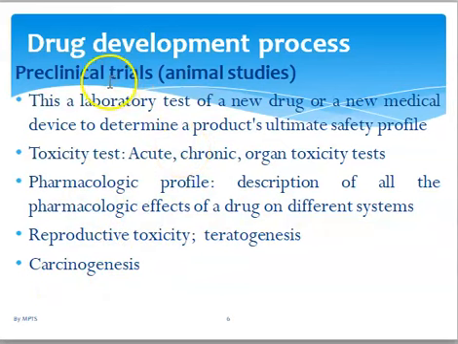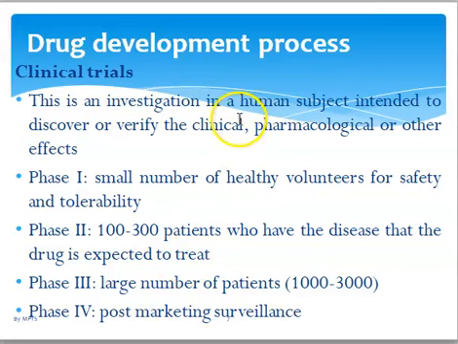Now, of course, after a drug passes all these preclinical trials, that's when it goes to the clinical stage. This is an investigation in human subjects intended to discover or verify the clinical or pharmacological or other effects of the drug. Phase 1 is carried out in a small number of healthy volunteers for safety and tolerability. Here they give a drug to a healthy person. How does he handle the drug? Phase 2 is in 100 to 300 patients who have the disease that the drug is expected to treat.